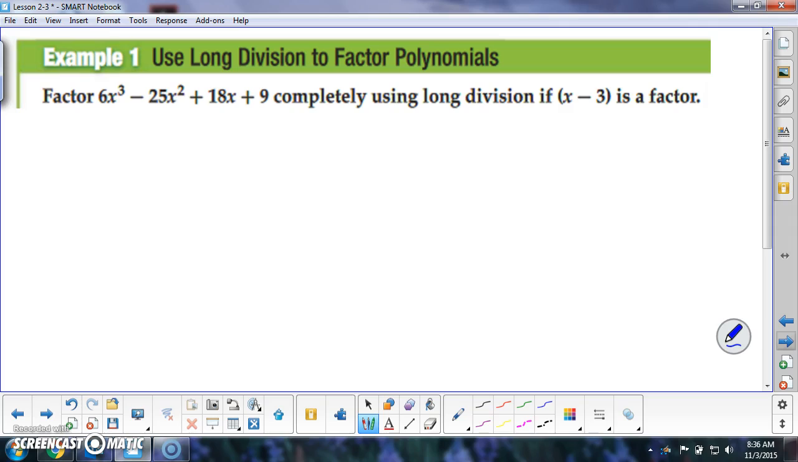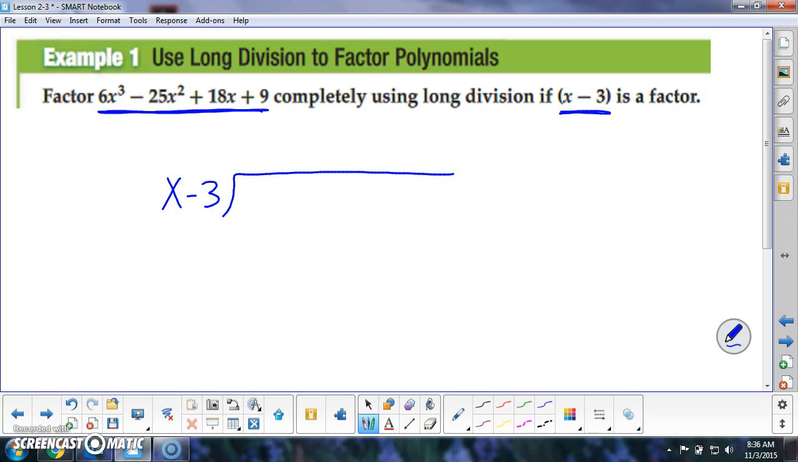Example 1 says use long division to factor the polynomials. It gives us a third degree polynomial. You can see right here, third degree polynomial, factor completely using long division if x minus 3 is a factor. So when we set up long division, we put the x minus 3 on the outside, and then 6x to the third minus 25x squared plus 18x plus 9. You want to make sure that the polynomial inside is written in descending order.